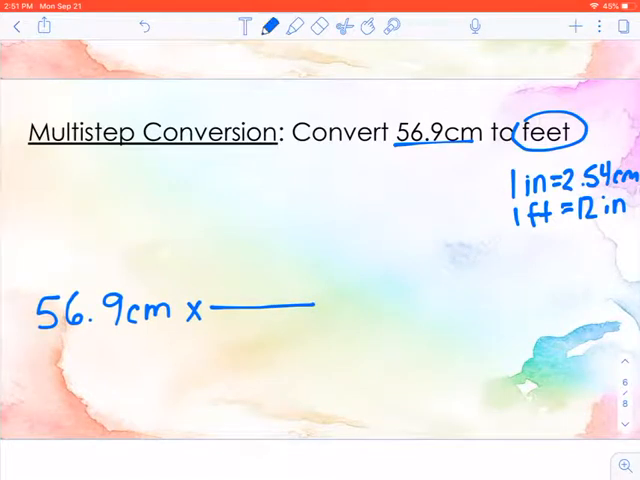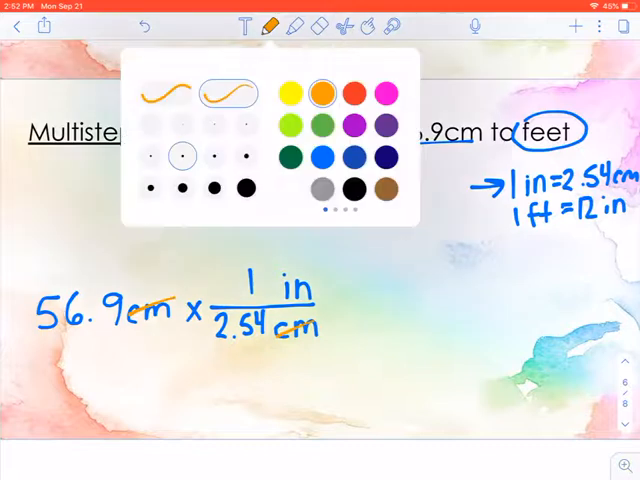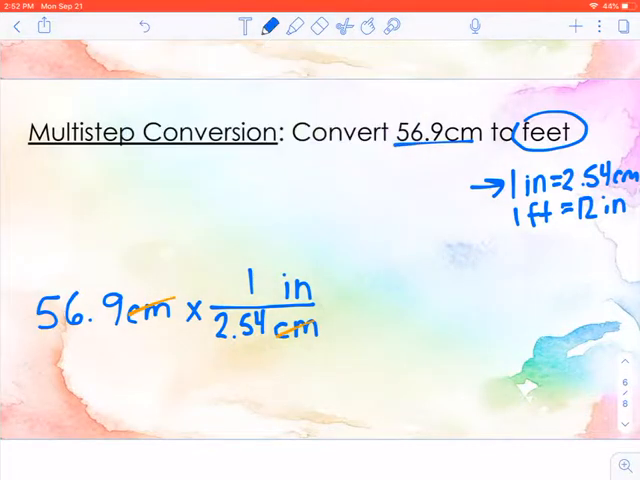Okay, so 56.9 centimeters. I'm going to put centimeters on the bottom so it cancels, and I'm going to go to inches first. And the inches, looking up here, 1 inch is equal to 2.54 centimeters. So notice how the number's on the bottom this time in the denominator, so we're going to divide. But if I were to stop here, you can see the centimeters cancel, but we just have inches. We don't want to stop at inches. We want to convert to feet.